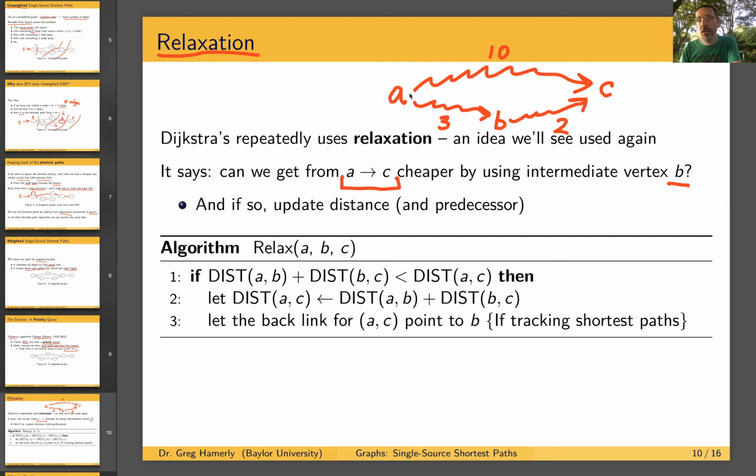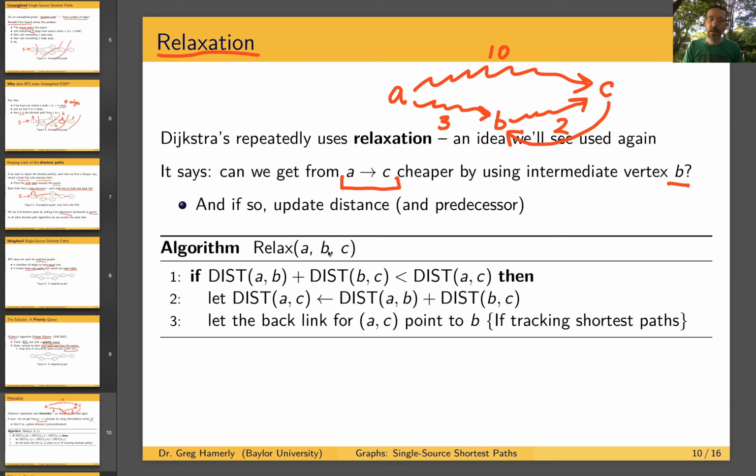If what I previously knew was that there's a cost of getting from A to C of 10, but I just investigated and found I could get from A to B in 3 and B to C in 2, clearly that's cheaper. So we're going to relax the cost of getting from A to C from 10 down to 3 plus 2, or 5. In addition, when I do this, I'm going to point from C to B as my backlink. And that's what this code does down here.